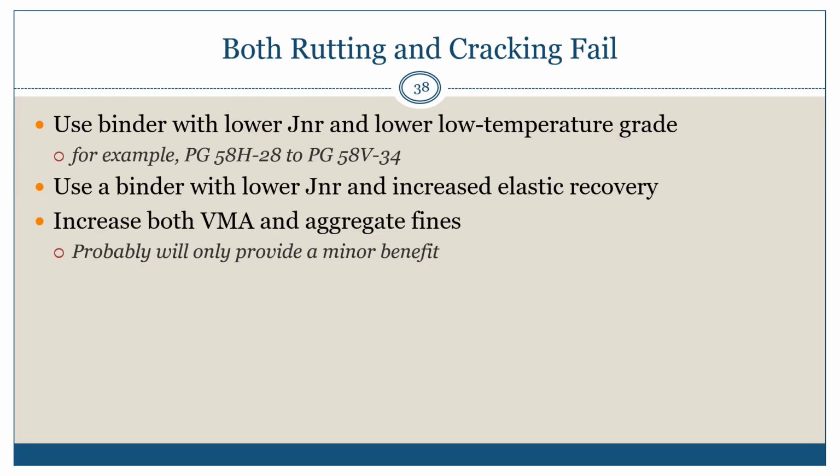We could use a binder with lower Jnr, but with a substantially increased elastic recovery. This will also tend to improve both rut resistance and cracking resistance. We could also increase both our VMA and our aggregate fines. But this is probably not going to provide a huge benefit. This is something you might want to try if you're right on the borderline on both the rutting and cracking tests.